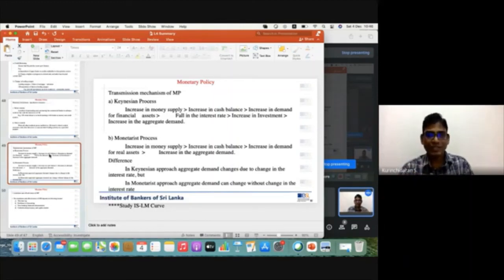So that means you demand more financial assets. When you demand more financial assets, the interest rate declines, because so many people want to invest. When the interest rate declines, investors can borrow easily, so they will increase investment, and then the overall aggregate demand will increase.